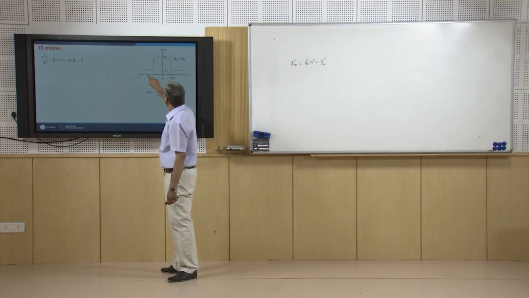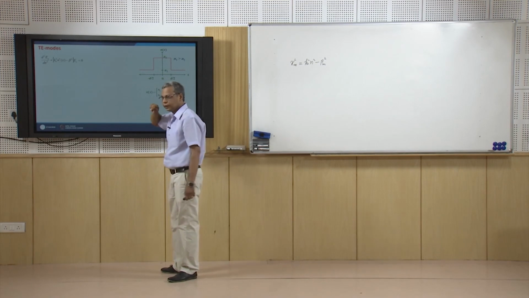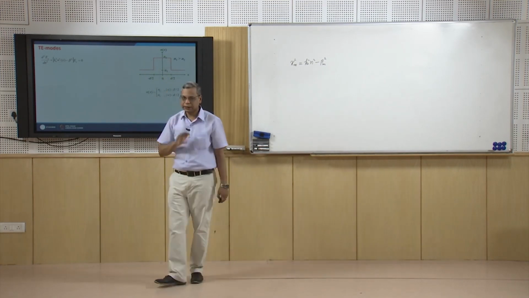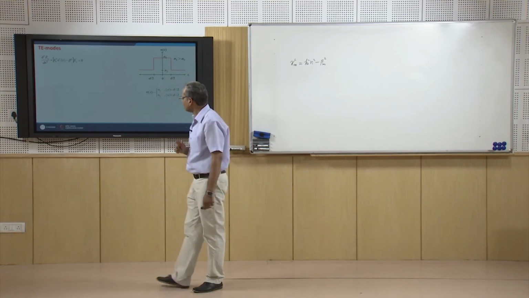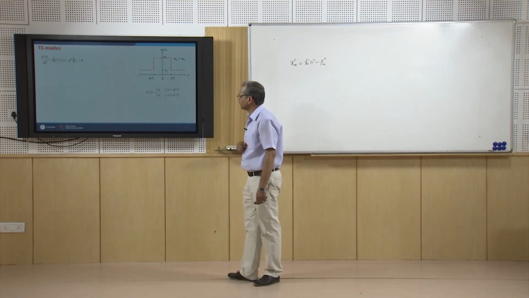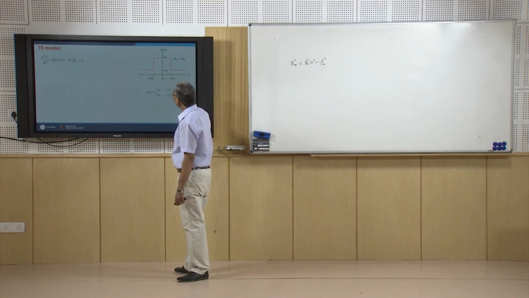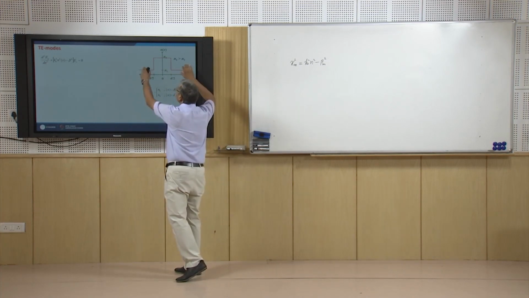Although when I go from here to here and here to here, I encounter index discontinuity, on this side and on that side the refractive index remains constant. So, I make use of this and write down the wave equation in this region and in these two regions.